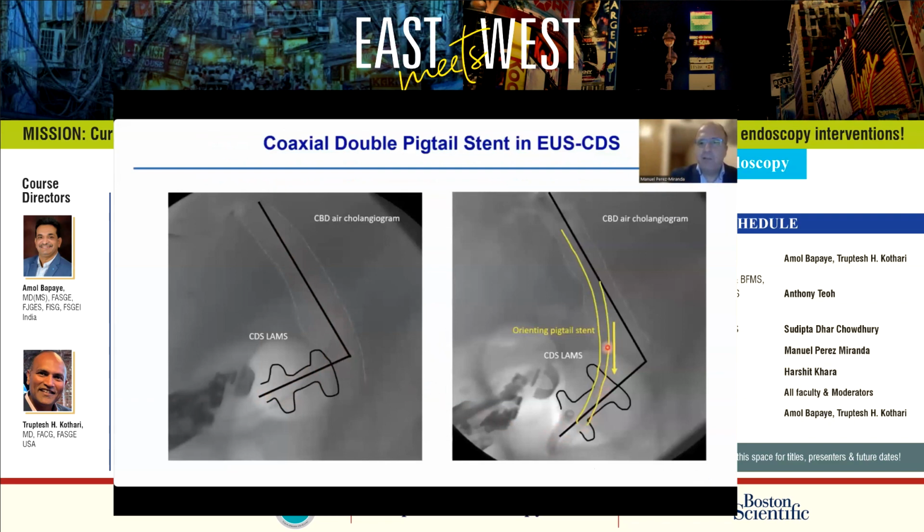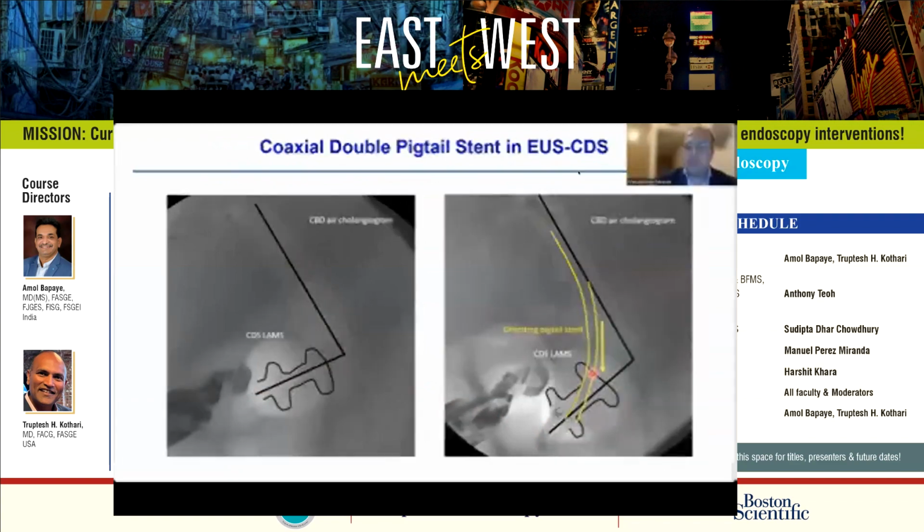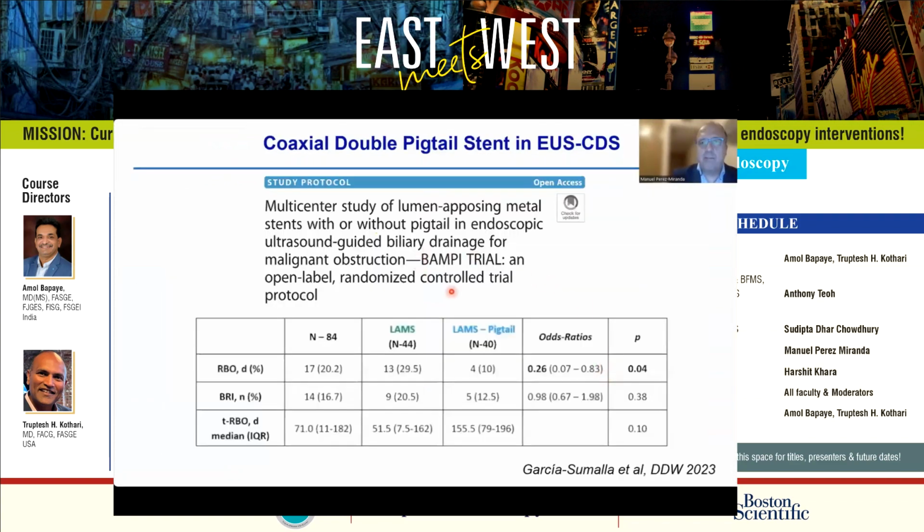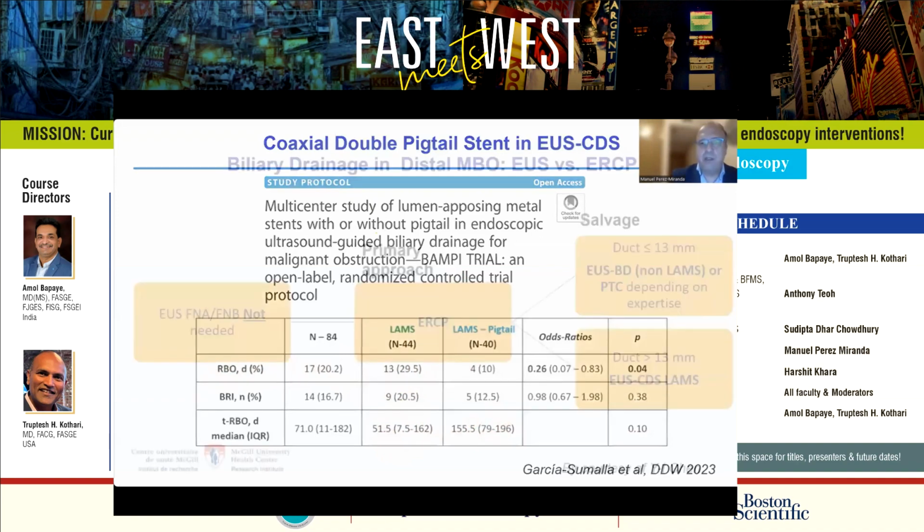If a pigtail is placed through the LAMS, the axis may be corrected and the flow improved. Indeed, one trial, Bapaye, looked at the outcomes between patients with choledochoduodenostomy with LAMS and LAMS plus pigtail, and the rate of recurrent biliary obstruction was significantly higher in the LAMS-only group, as was the rate of biliary reintervention, and the time to recurrent biliary obstruction was much longer in the group with a pigtail.